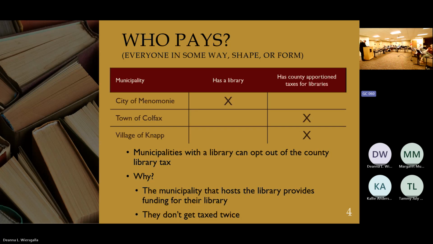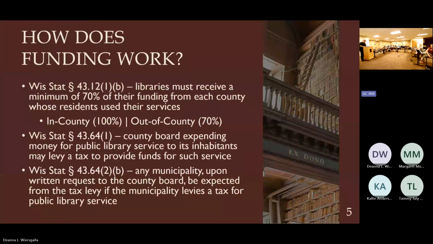For example, the City of Menomonie has a library, so we don't charge them a county tax. But the Town of Colfax and the Village of Knapp do not have a library, so they are assessed a library fee for reimbursement.